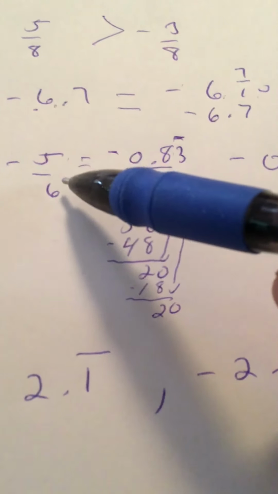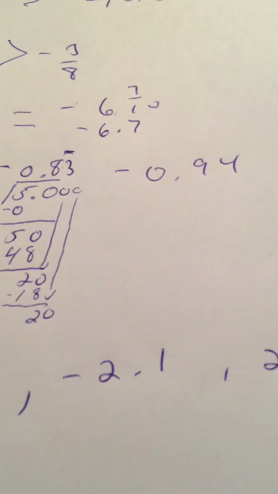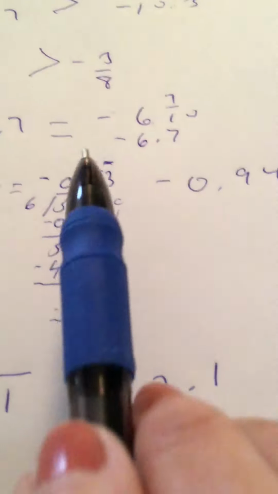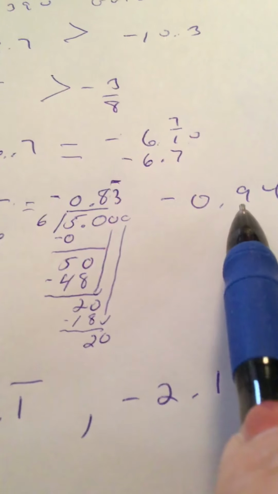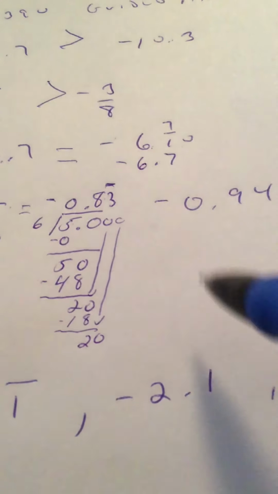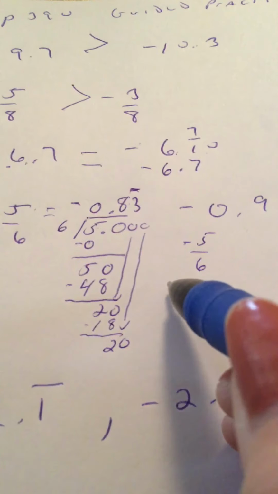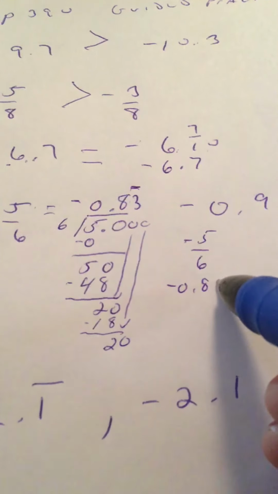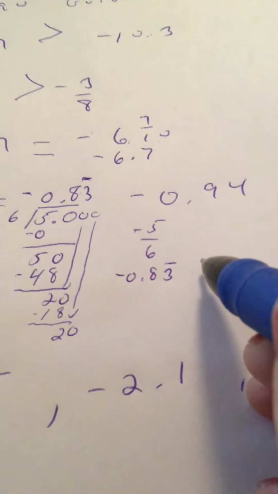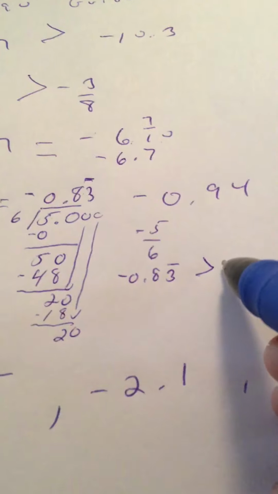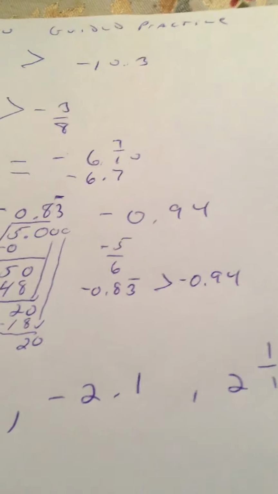Is negative 5/6 greater than, less than, or equal to negative 0.94? Here, because this dot 8 is closer to 0 than this dot 9 on the left side of the number line, I'm going to rewrite and say negative 5/6, which is again known as this value, is greater than, and that's what that looks like.